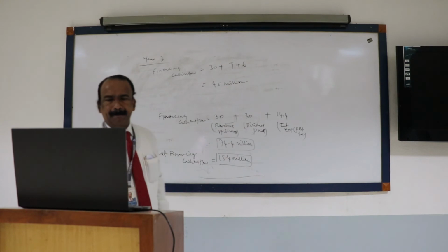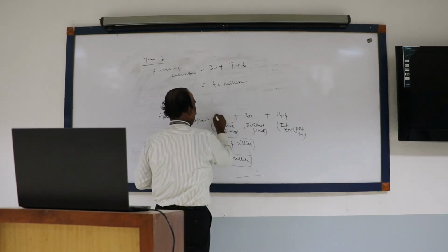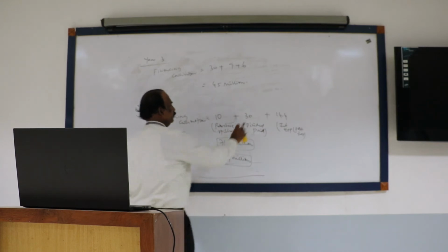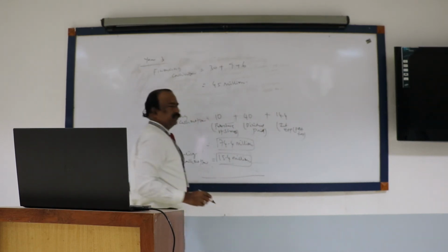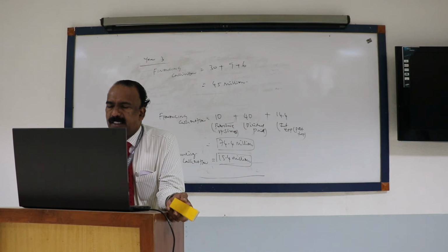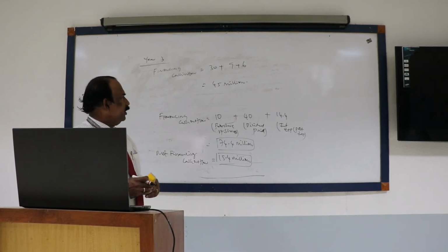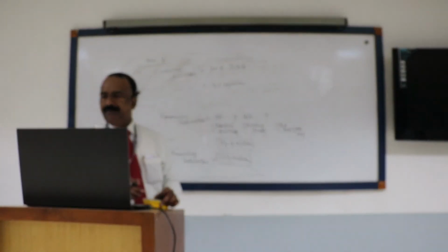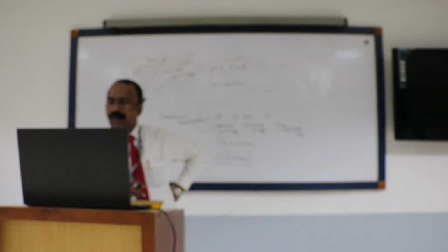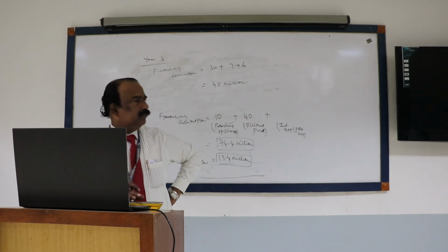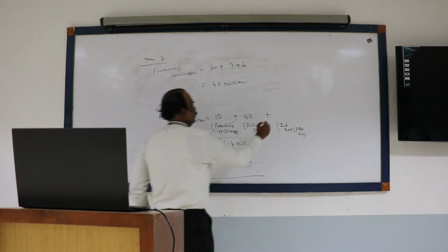Investment is 10. Dividend paid is 40. Interest expense is 28, so 28 minus 40%. How much comes? 16.8.